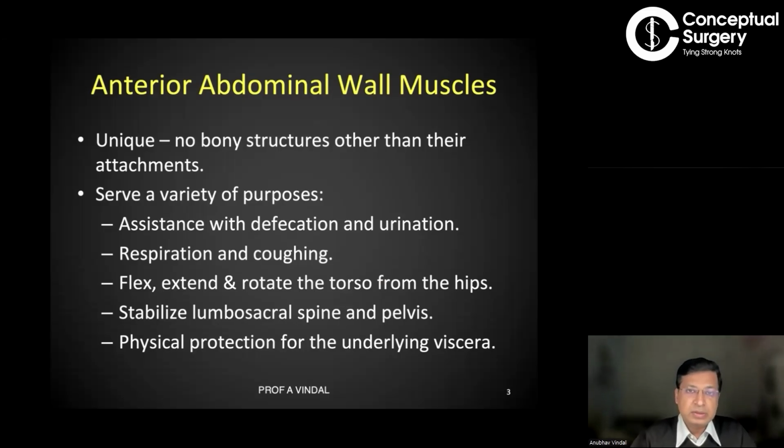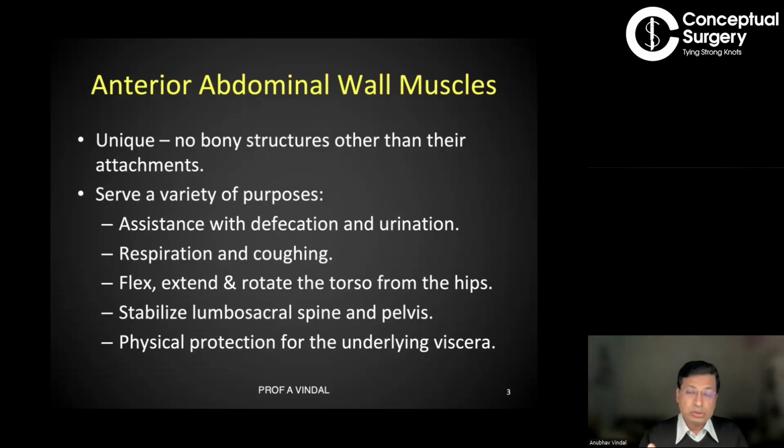These flat muscles of the anterior abdominal wall help in stabilizing the spine, help in the erect posture, help in increasing the intra-abdominal pressure, and thereby assist in defecation and urination, and also by elevating the diaphragm, increasing the intrathoracic pressure, and aiding in coughing. Like I said, the flexion, extension, rotation, and stabilization of the spine on the hips, on the pelvis, is also aided by these muscles.